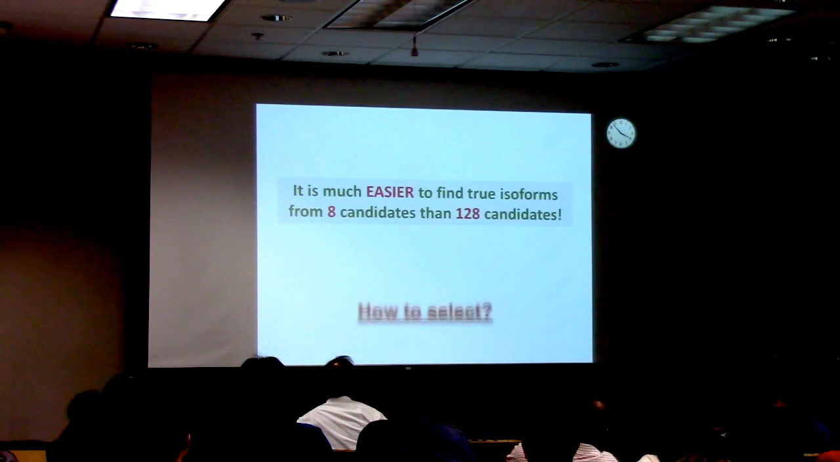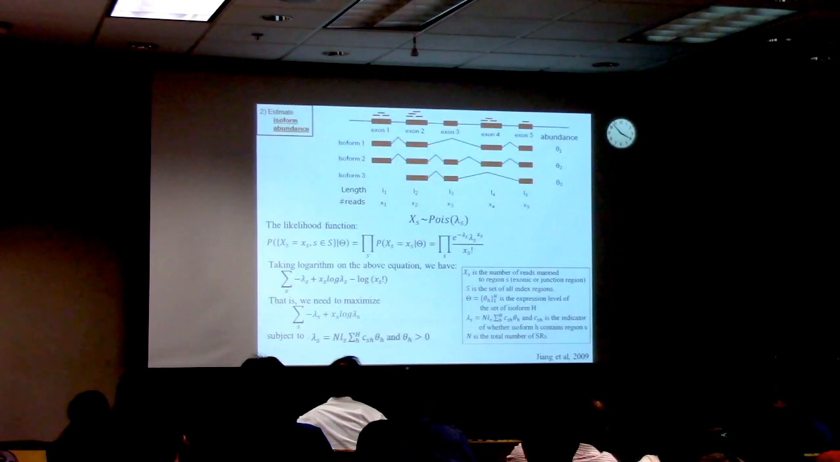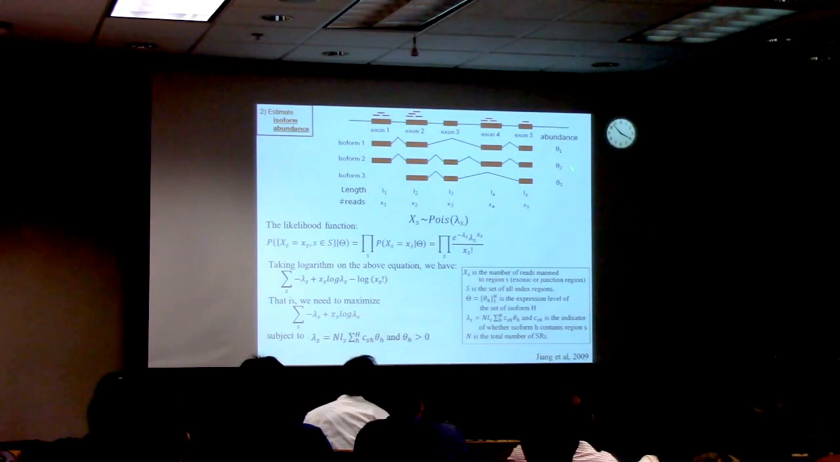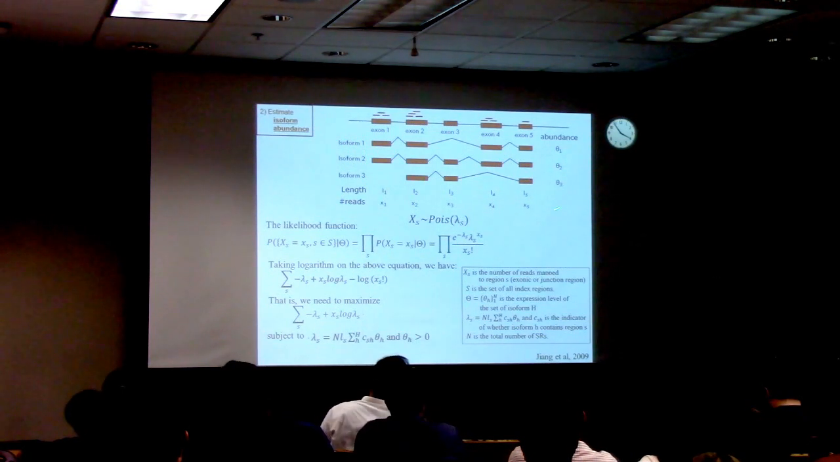Well, it's true. But how are we going to select it? We estimate the abundance of each isoform. I think Leo gave a very good introduction to some statistical models, but here I have one slide to introduce that. Assume these are the parameters theta 1, theta 2, theta 3 for the isoform abundance. This is what you want to estimate. And what you observe is the length of each region, which you need to normalize, and also the number of reads mapped to these regions.